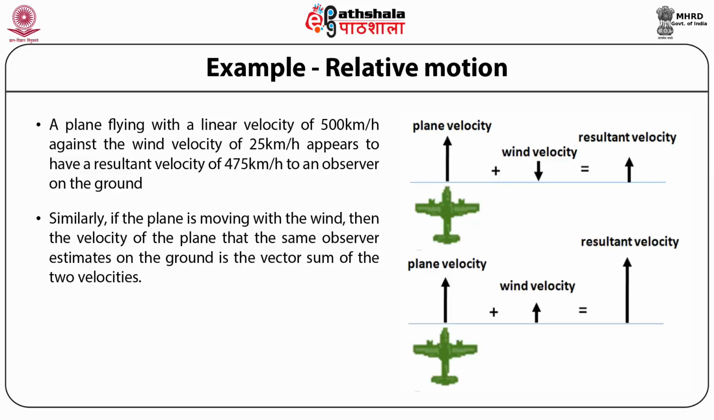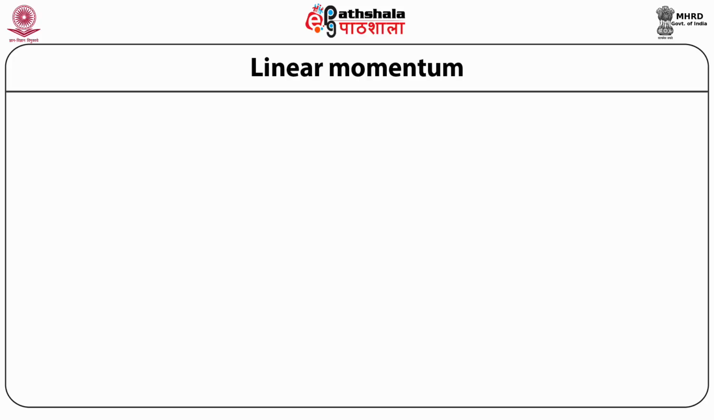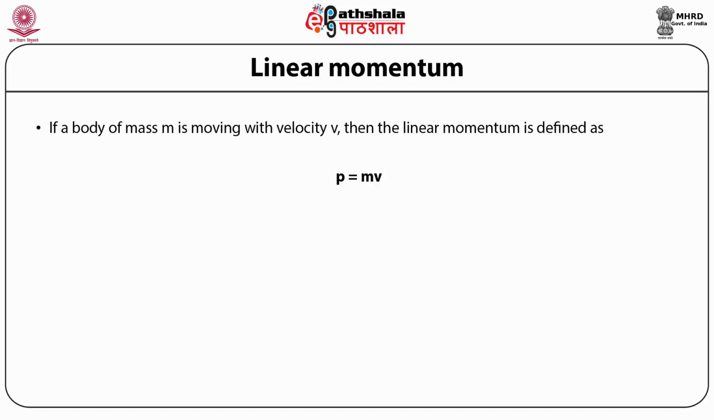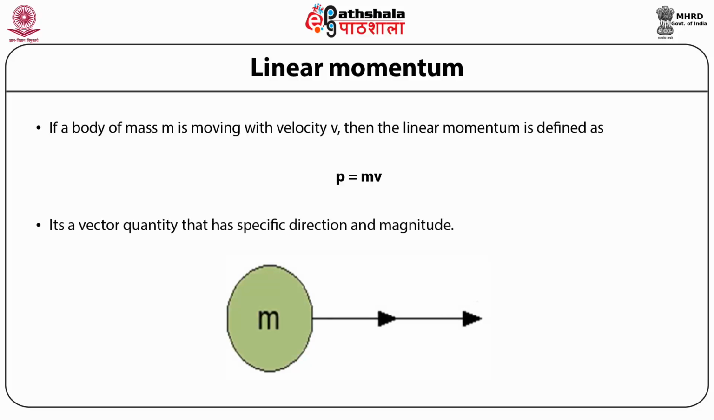So the resultant vector, velocity vector, has larger amplitude, which is larger than the two individual amplitudes. This slide explains the meaning of linear momentum. Let's say a body of mass m is moving with velocity v. Then the linear momentum is defined as p is equal to m times v. Linear momentum is a vector quantity that has specific direction and magnitude.